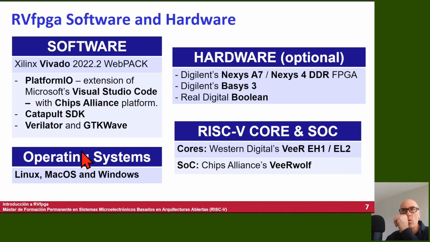As for operating systems, all three are supported, Linux, Mac and Windows, though we'll develop this course on a virtual machine, specifically an Ubuntu 22.04 virtual machine that can run on any operating system. Regarding the core and SoC, the core is VeeR, both EH1 and EL2, and the SoC is Chips Alliance's, based on these VeeR cores, called VeeRwolf.